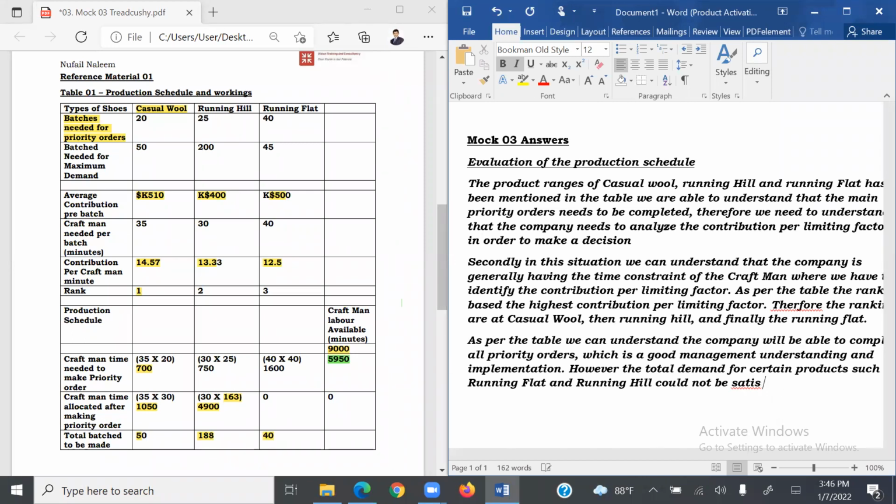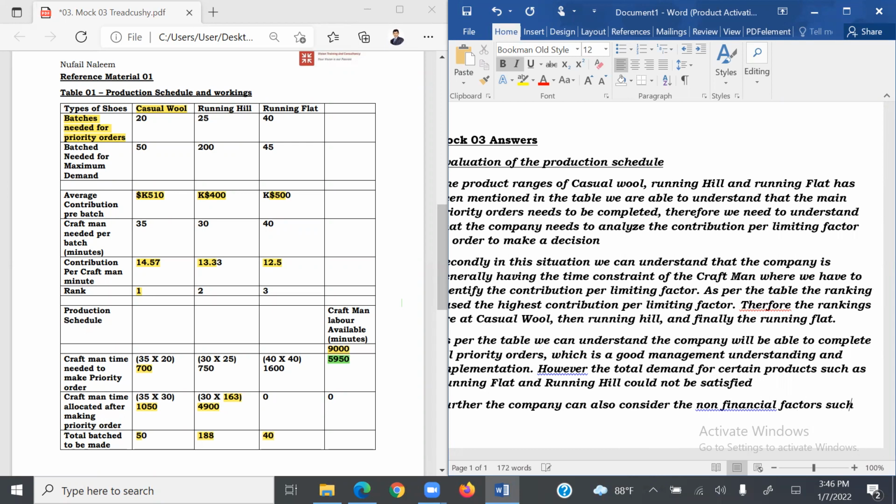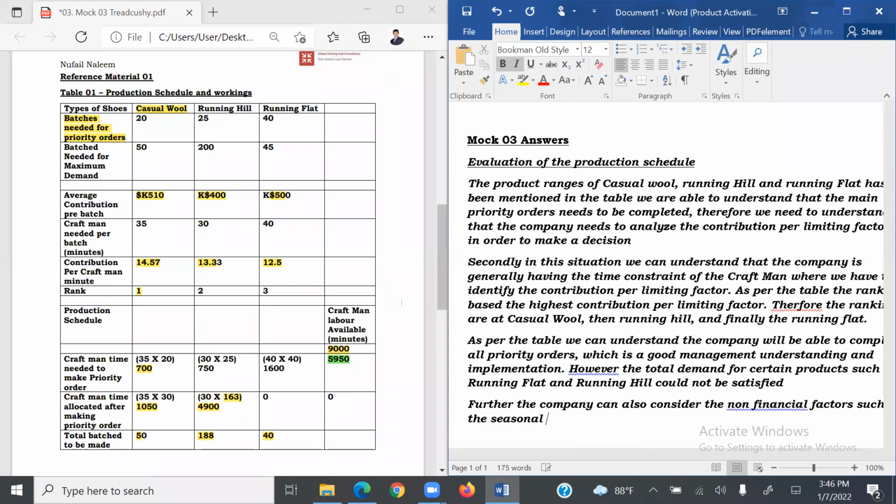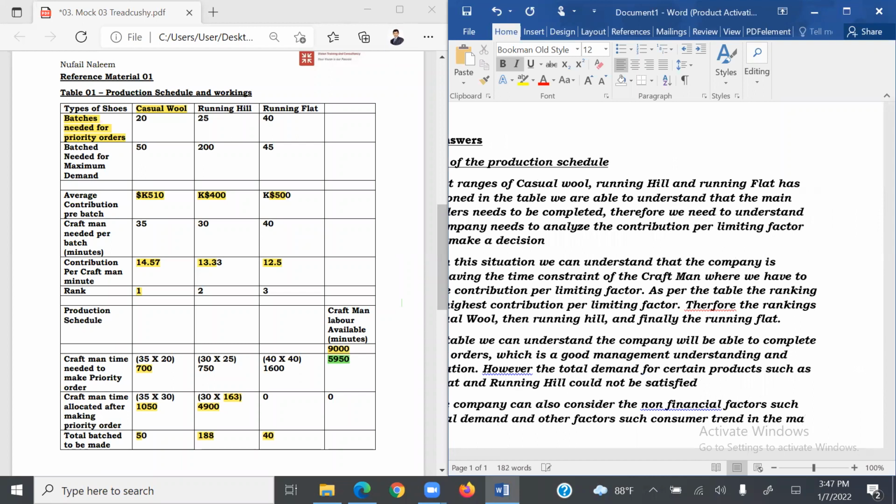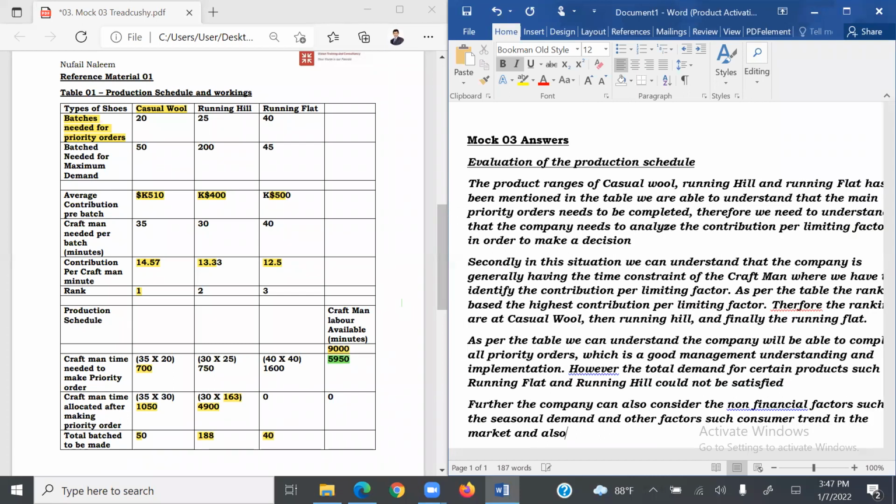So that is the basic understanding at the moment. So I'll write down here. Further, the company can also consider the non-financial factors, such as the seasonal demand, and other factors such as consumer trend in the market, and also make a decision similar to that, full stop.